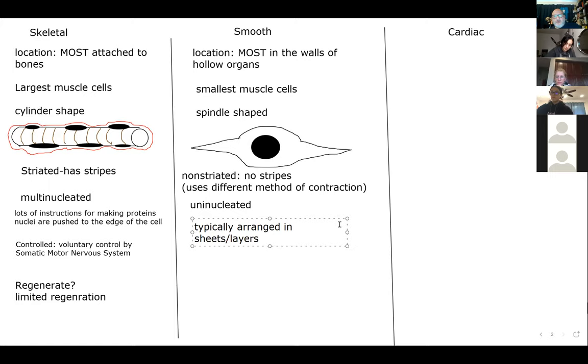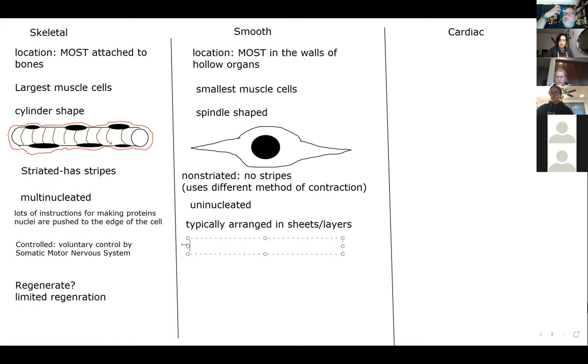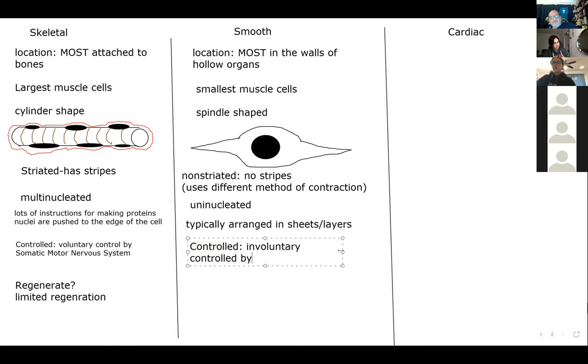So again, when we see them, you won't always see the spindle shape to them because they're going to be interwoven with each other to form these layers. Now, when you have that cheeseburger for breakfast, do you have to tell your stomach to start to contract? No. So this is controlled involuntarily. And it is going to be controlled by what? Nerves. True. Again, it's going to be the nervous system. There we go. That was the fancy word I was looking for. The autonomic nervous system. All right. This provides that involuntary control.